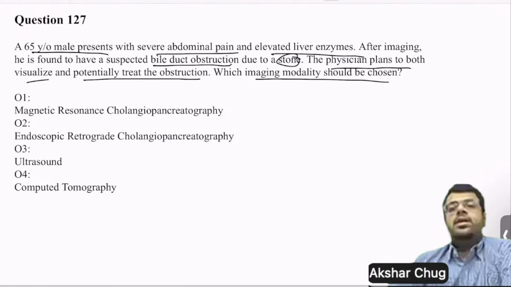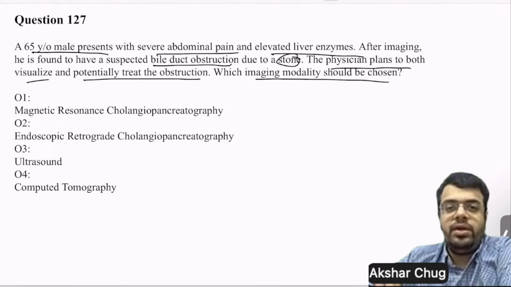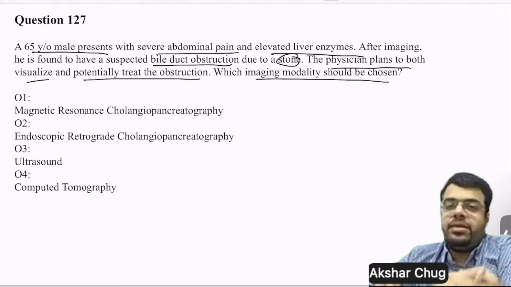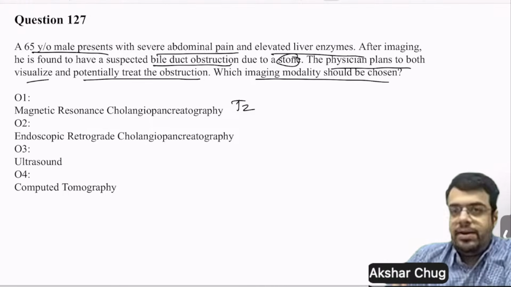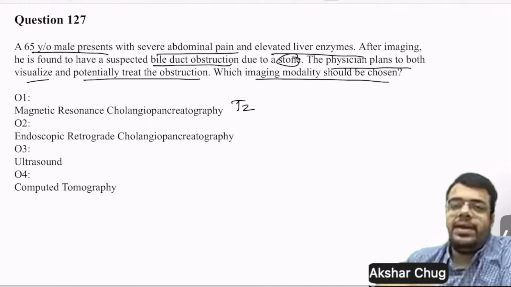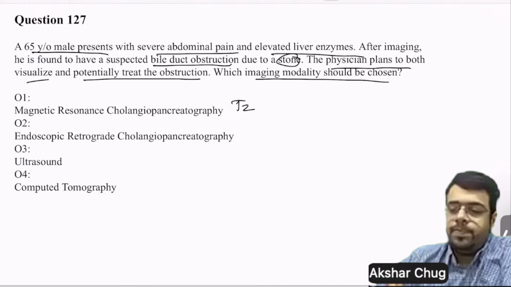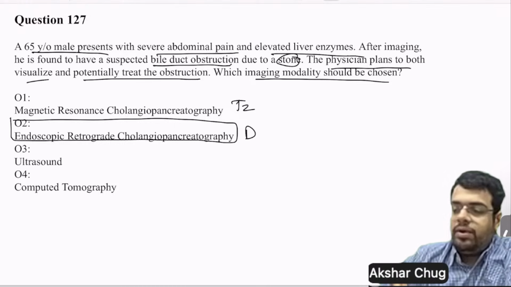Now, whenever we want to see the image as well as do an intervention, it is always ERCP rather than MRCP. In MRCP, it's just a highly T2 weighted image, which causes the delineation of the bile ducts, but we cannot do any intervention. Whereas ERCP is the gold standard, as we can do both diagnosis as well as the treatment along with it.